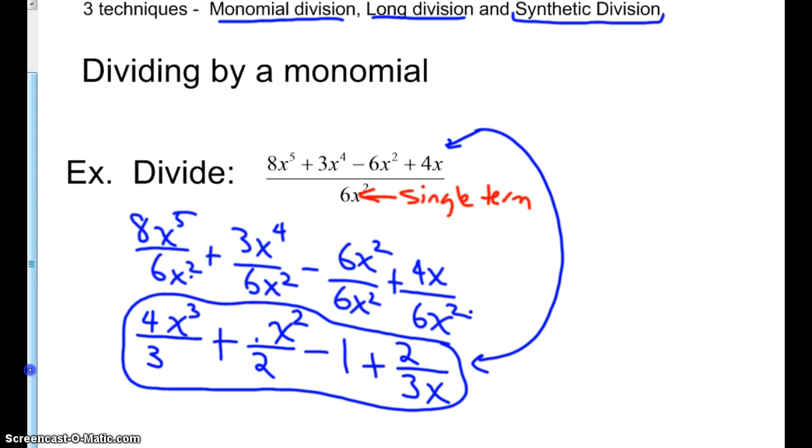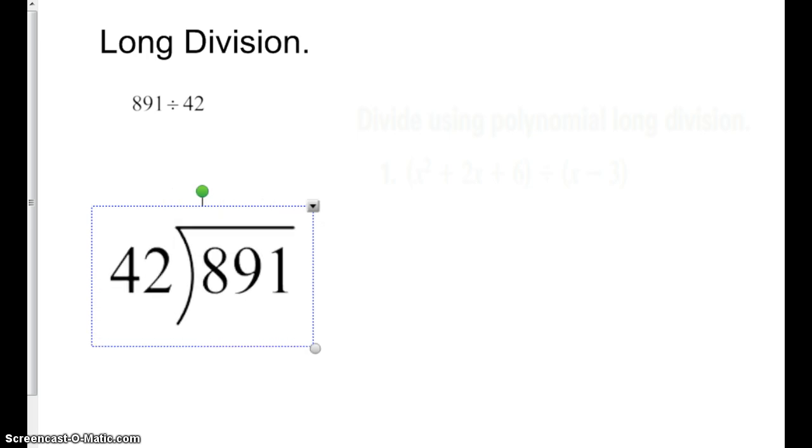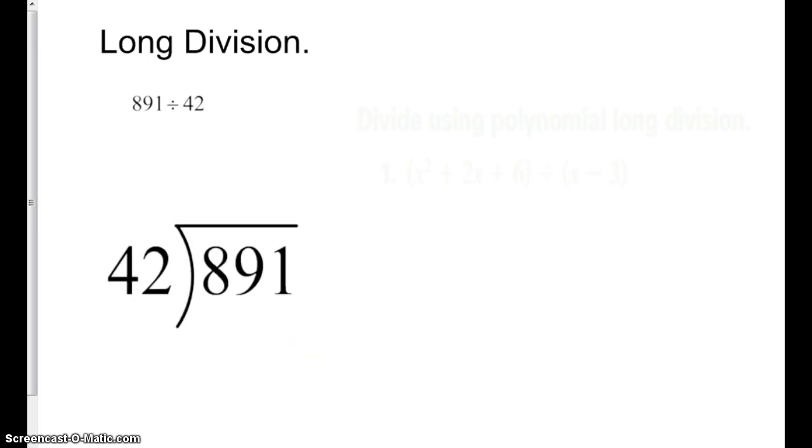All right, the next idea we're going to look at is long division. For long division of polynomials, we actually want to take a look at long division of plain numbers and just recall how we do long division there. All right, to do long division, 891 divided by 42. Remember that when you draw your division for long division, the first number goes inside the division box and the 42 goes on the outside.